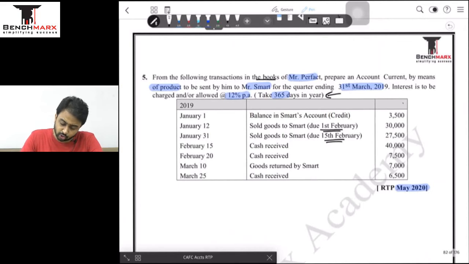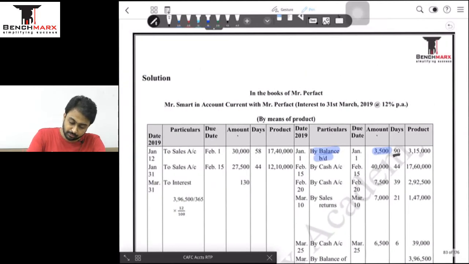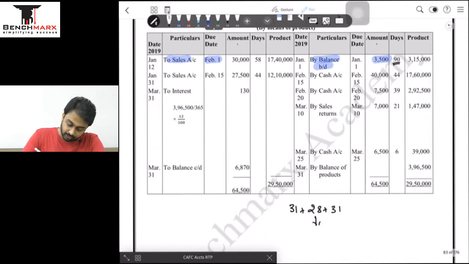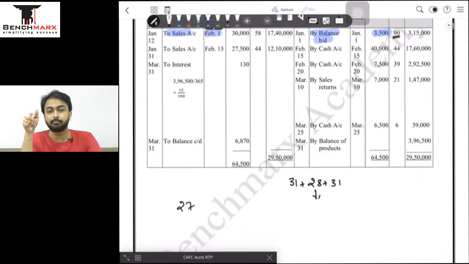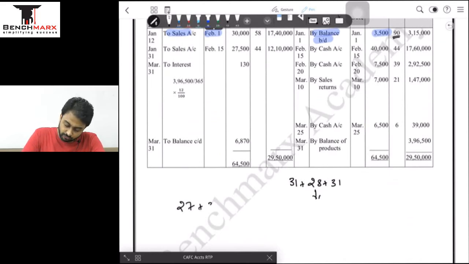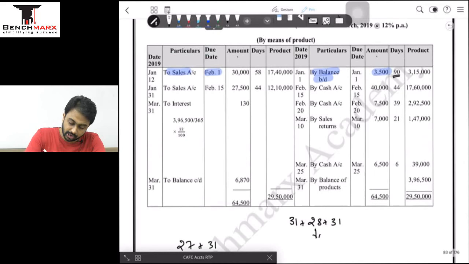Next transaction is sold goods due 1st of Feb, 30,000. Sold goods to Smart, and it is in the books of Perfect. So sold goods में आएगा, Perfect account debit to sales जो आ चुका है. Due date should be the date which is mentioned specifically to be the due date. Number of days will be 27 days of Feb, because 28 days of Feb minus the first day of Feb, plus 31 days of March, appears to be 58, जो यहाँ पे आ चुका है.